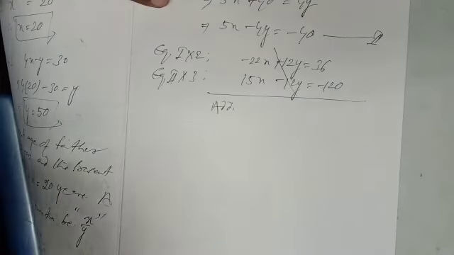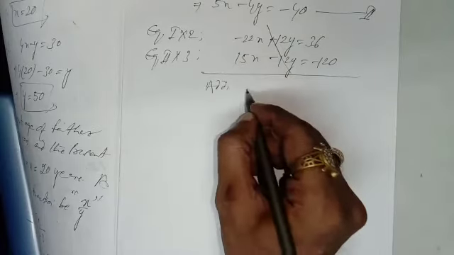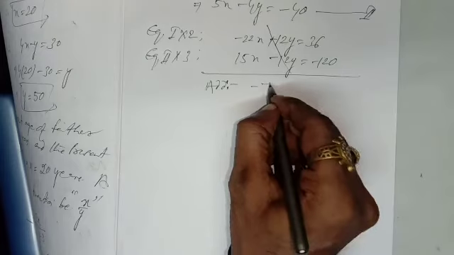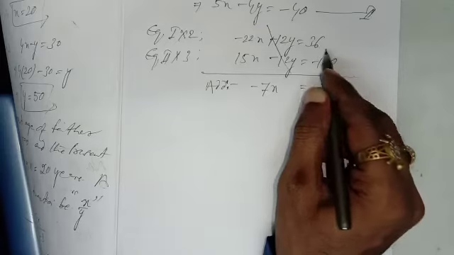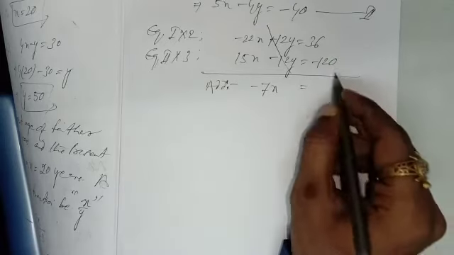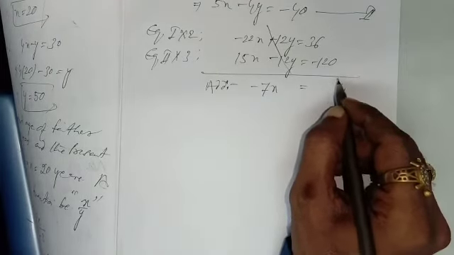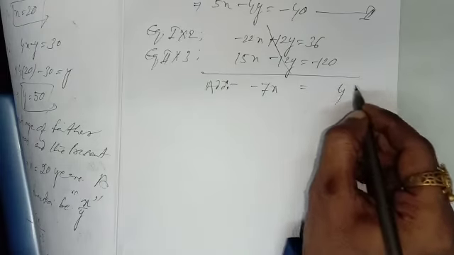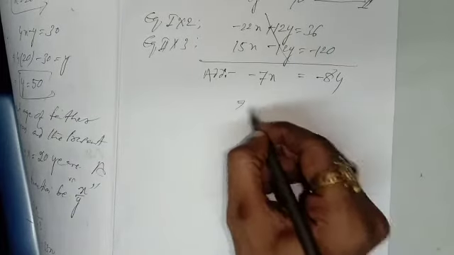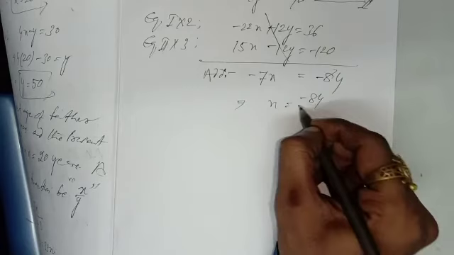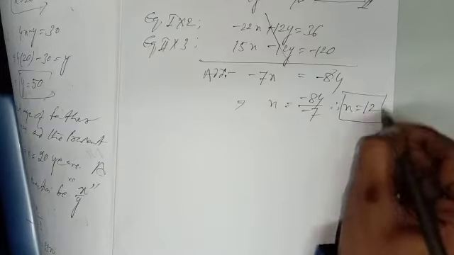Minus 22x plus 15x will be minus 7x, and 36 minus 120 is minus 84. And x will be how much? Minus 84 by minus 7. Therefore x is equal to 12.